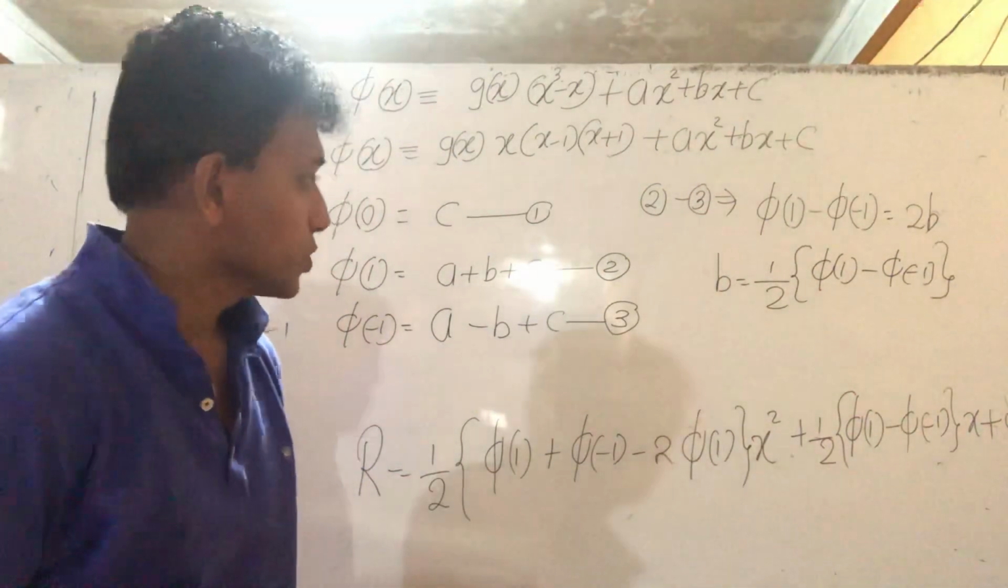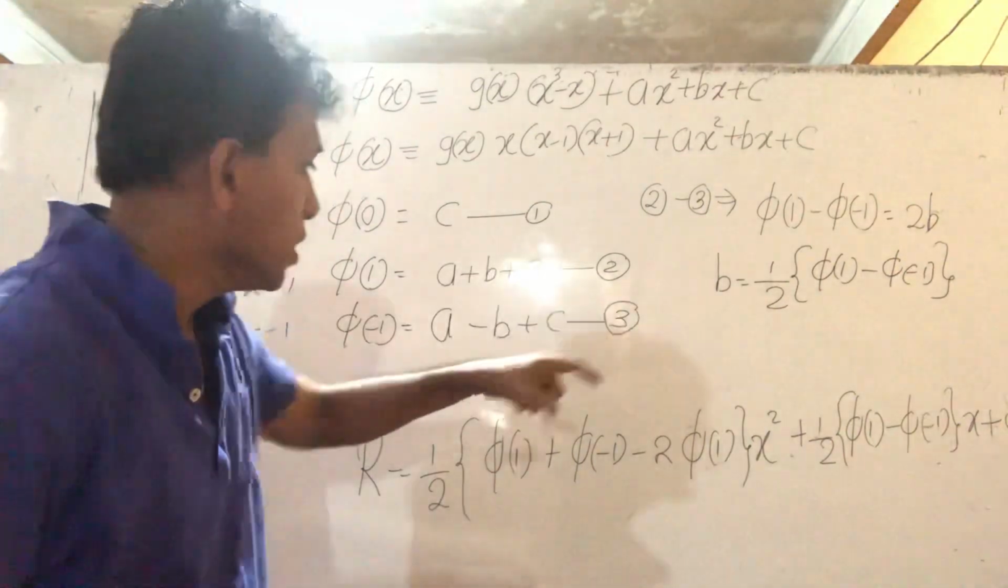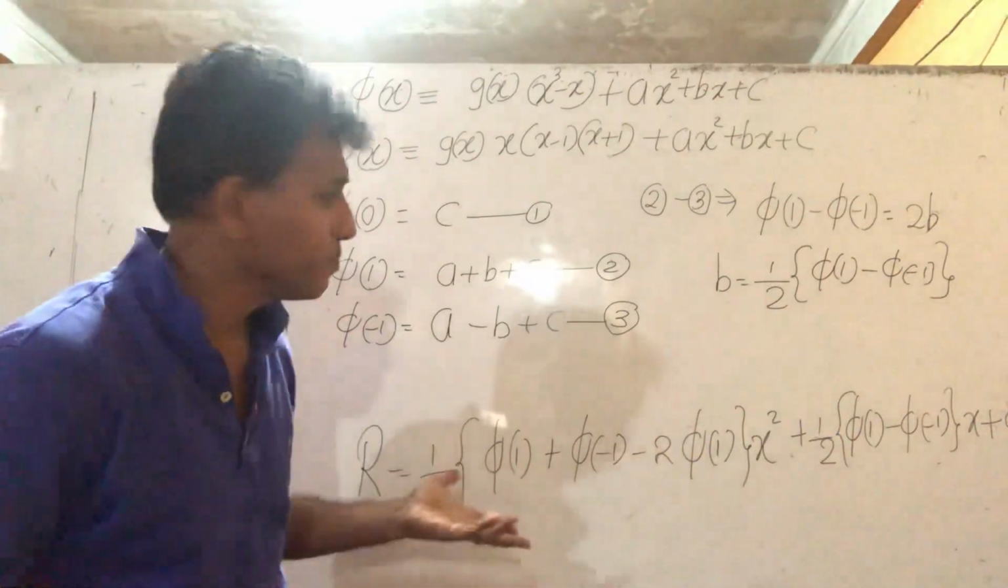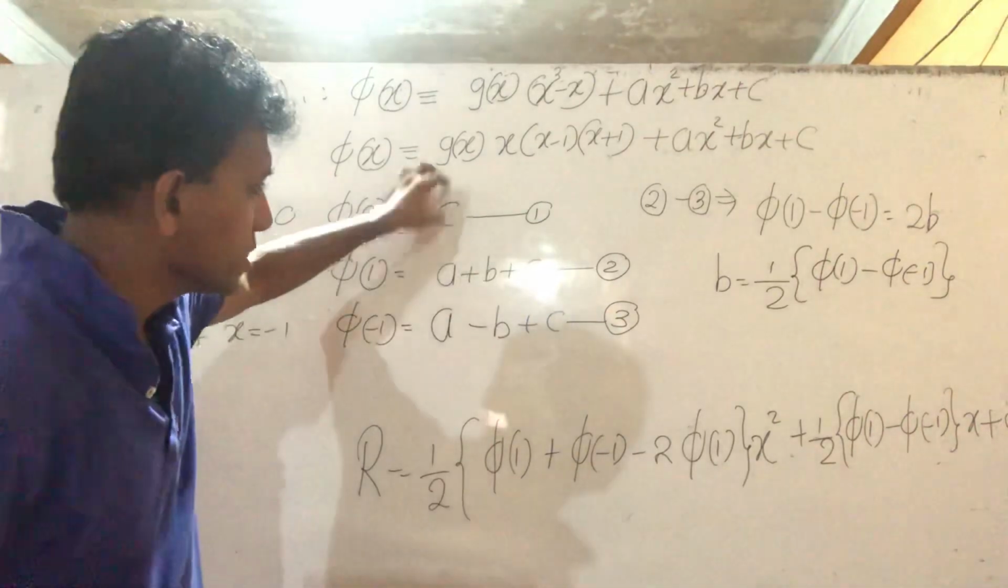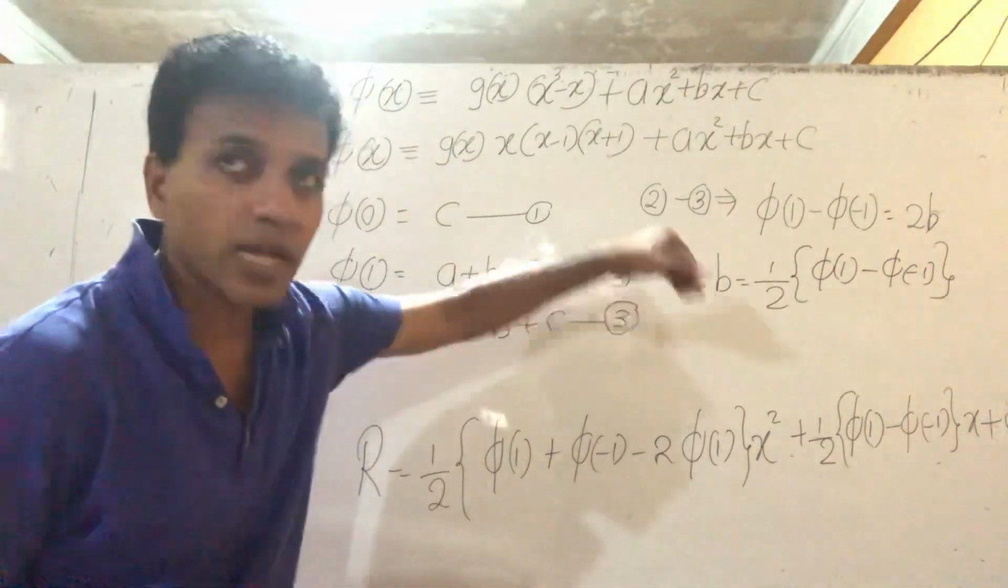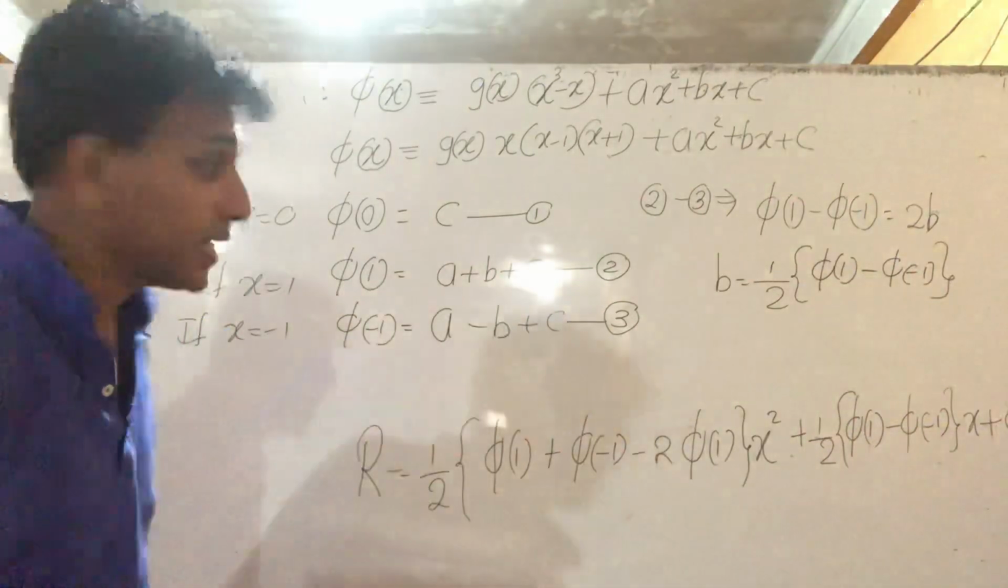Okay. So you know C, you know B. Then you find the A value. You can substitute, it is also easy. Substitute the C answer here, the B answer here. So I take the second equation.